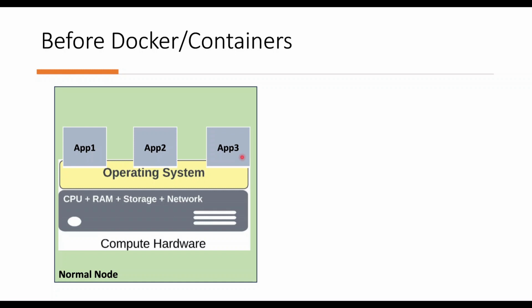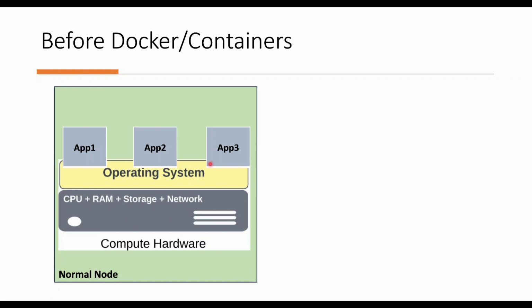The second problem with this kind of compute technology was the isolation. That means if let's assume this application is having some vulnerability, and because of this vulnerability, a malicious actor is able to compromise this application 1. Now just because these applications are running on the same shared platform, there is very high probability of application 2 and 3 to be also compromised by the same malicious agent. These are the two major disadvantages associated with the normal method of computing.